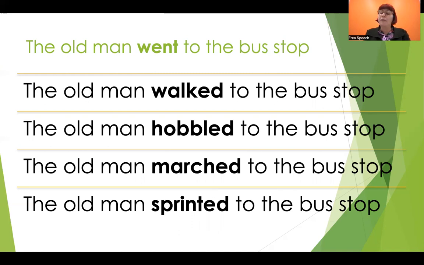So, of course, if he hobbled to the bus stop, it gives you a sense that something was wrong, maybe, and he normally takes the car, and this time he's got to walk with a bit of a limp. Marched, maybe in an authoritative way, or sprinted, which is unusual for an old man, but it would give you some parameters to think about, some characteristics of that person. So I use this to show children how just changing up the verb can make the sentence much richer and more juicy.